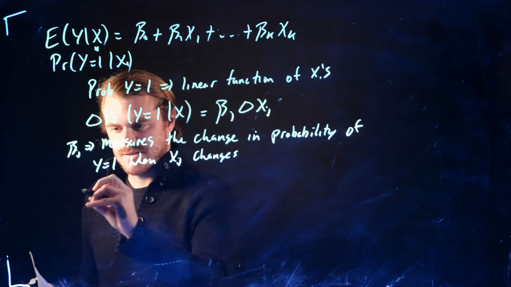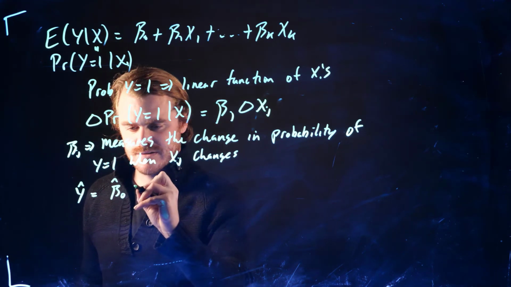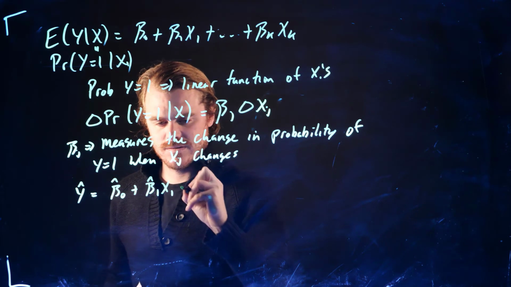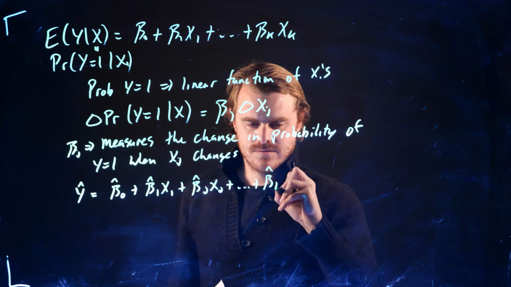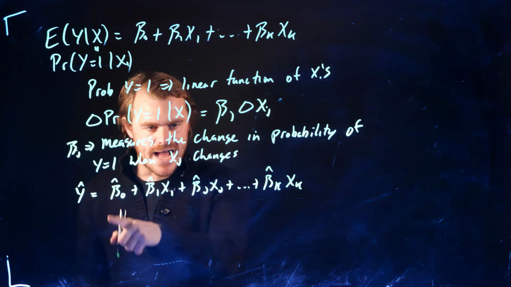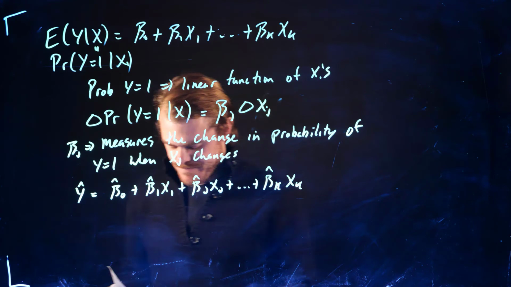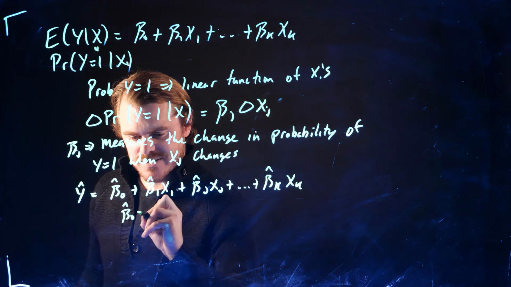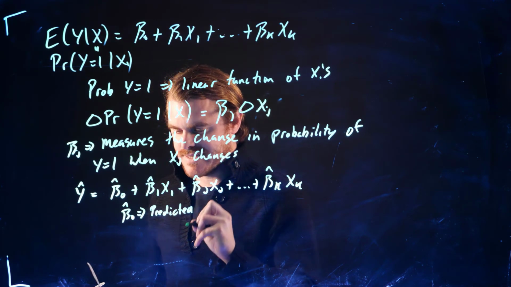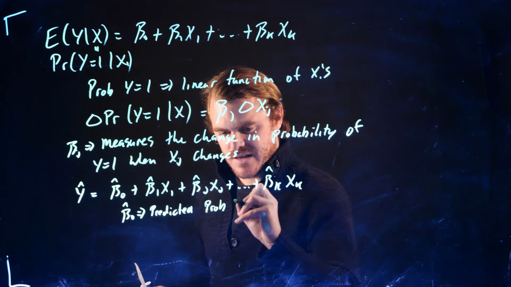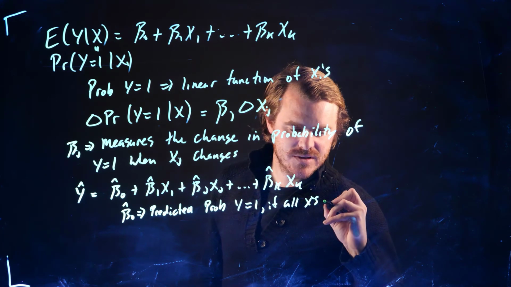So for instance, if we estimated this regression, there are the hats because we've estimated it. What beta hat 0 is going to be measuring is the predicted, because it's estimated, probability that y equals 1 if all the x's equal 0.